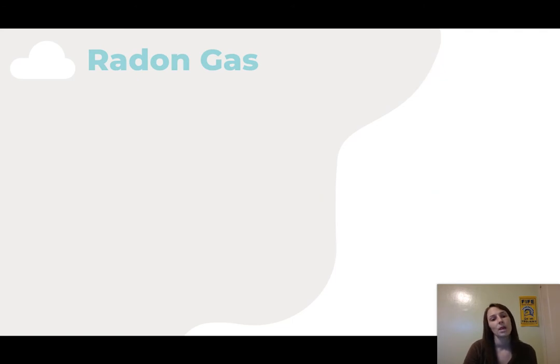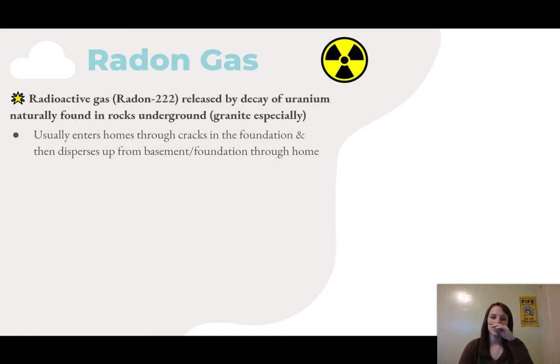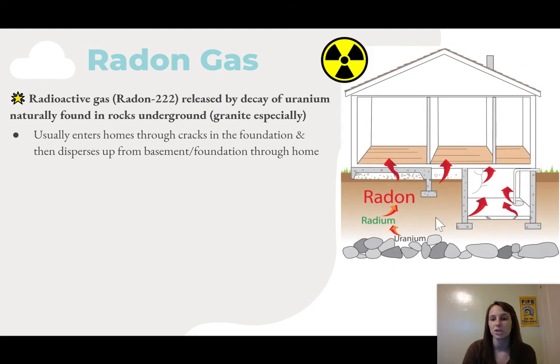So now we have radon gas, which luckily in our area is not as huge of a concern. There are areas where they have a lot more of it, but it's important for you to be aware of. Radon gas is a radioactive gas, specifically radon 222, and it's going to be released by the decay of uranium that is naturally found in rocks underground, especially granite. The way that radon gas usually gets into the home is through cracks in the foundation, and then it disperses up from the basement and foundation through the home.